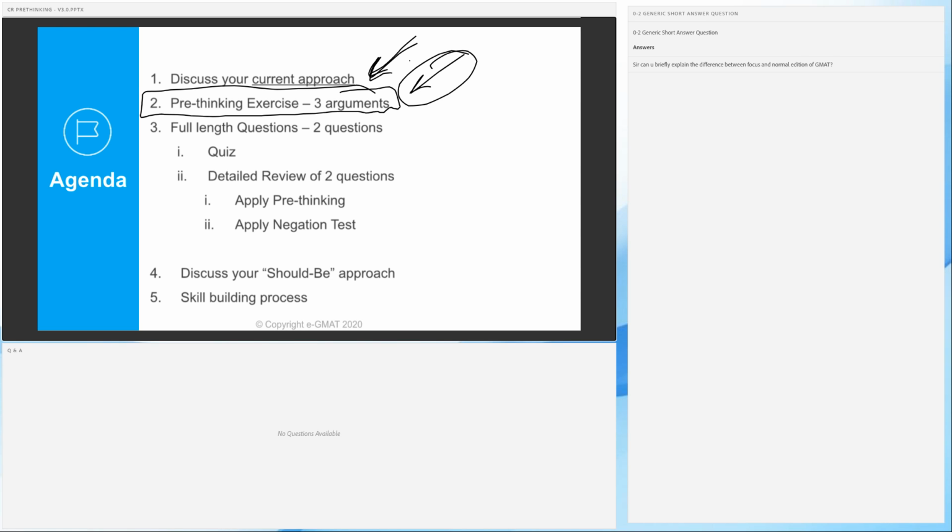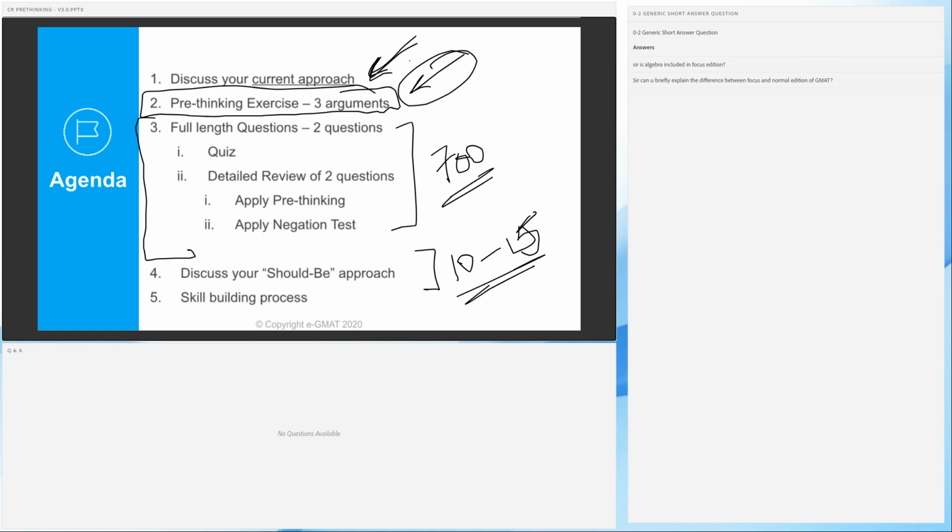Then we're going to apply that approach on 2 full-length questions. These questions are 700 level. In fact, these are some of the hardest questions that you're going to face on the GMAT. And from there on, we're going to say, okay, how can you build on this approach? Where can you spend those 10 to 15 hours? And what metrics should you be tracking?